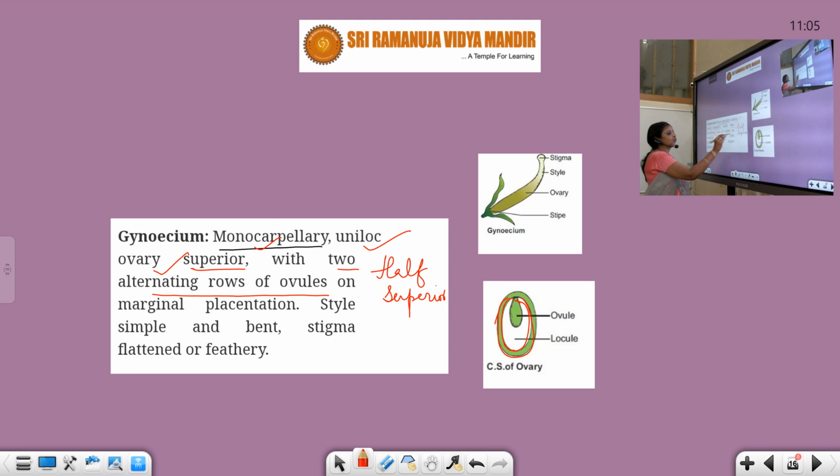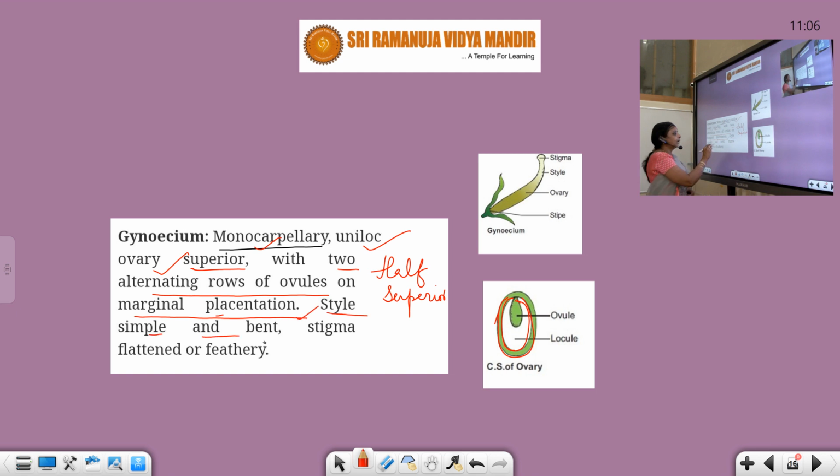You have seen that in the pod also the rows of ovules are present, seeds are present, and it shows marginal placentation. So, when we open the pod, we see that on one side of the suture of the pod seeds are present. It shows the arrangement of marginal placentation. Types of placentation we have seen: axial placentation, basal placentation, marginal placentation, different types of placentation are there. Style is simple and long, terminal style, and bent, a little turned.